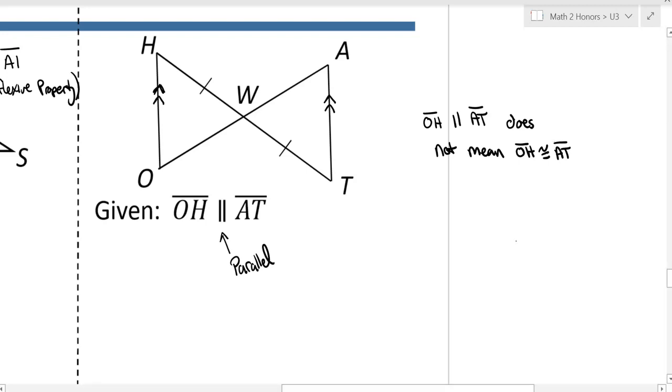So what do we have here? In terms of parts, we have HW is congruent to WT. So we just have one part congruent to one part. We have things crossing, so we have our vertical angles. And we know that vertical angles are always congruent.